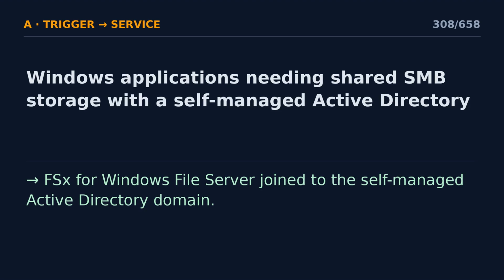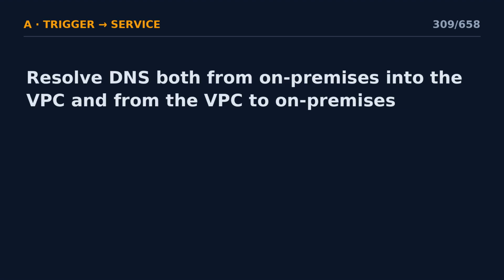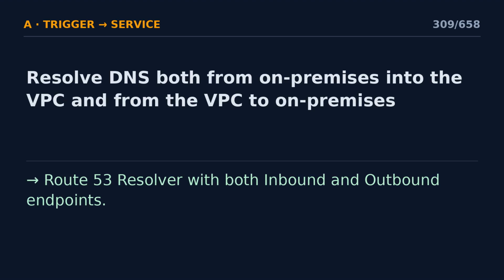Answer: FSx for Windows File Server joined to the self-managed Active Directory domain. Resolve DNS both from on-premises into the VPC and from the VPC to on-premises. Answer: Route 53 Resolver with both inbound and outbound endpoints.